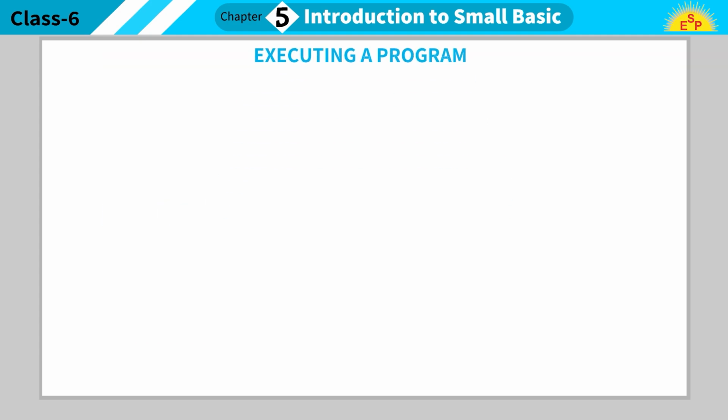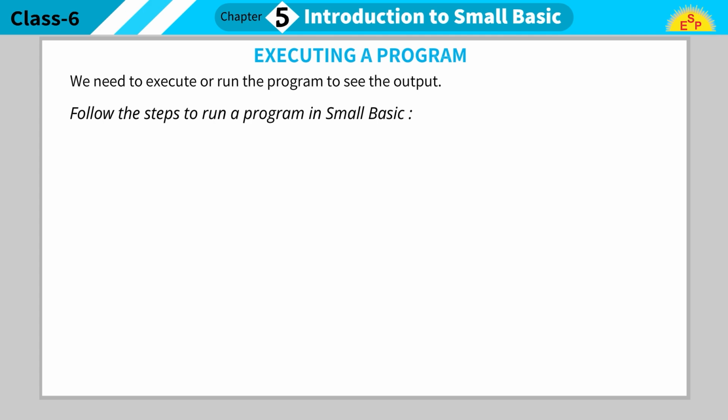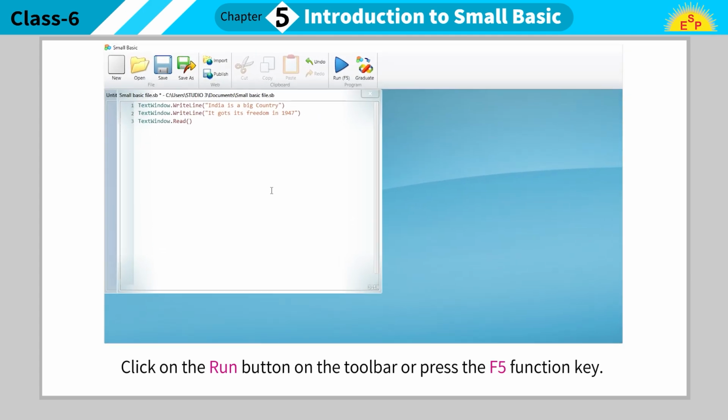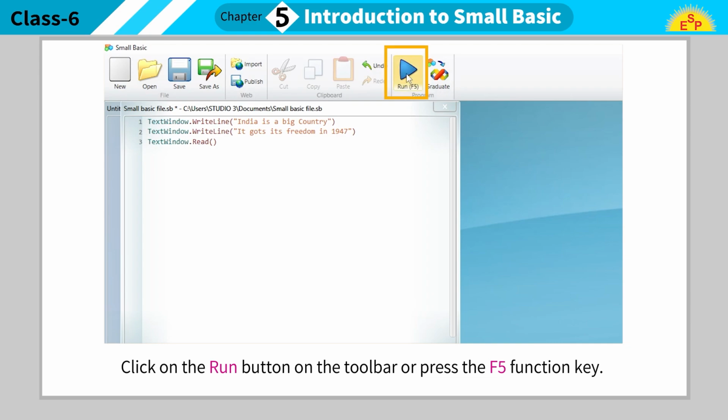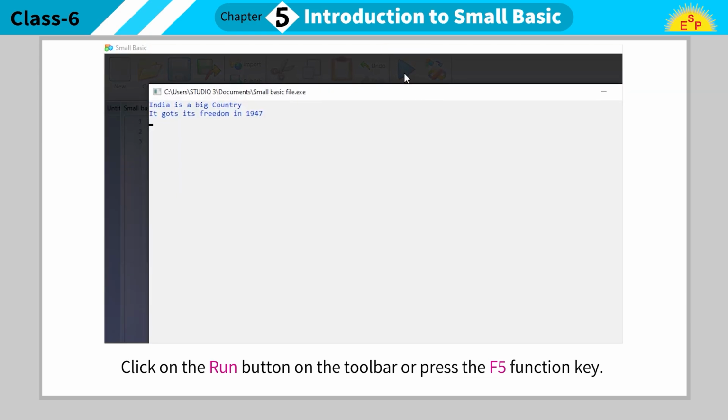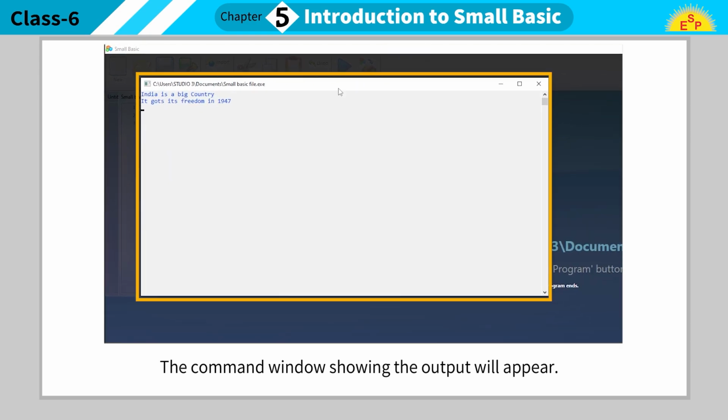Executing a program. We need to execute or run the program to see the output. Follow the steps to run a program in Small Basic. Click on the Run button on the toolbar or press the F5 function key. The command window showing the output will appear.